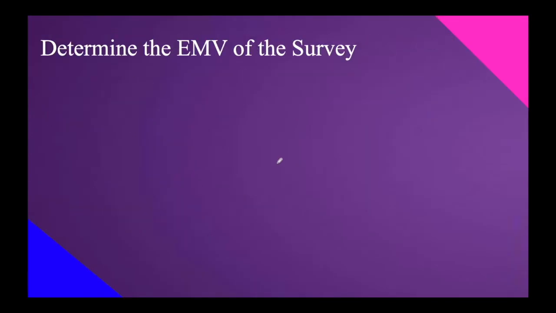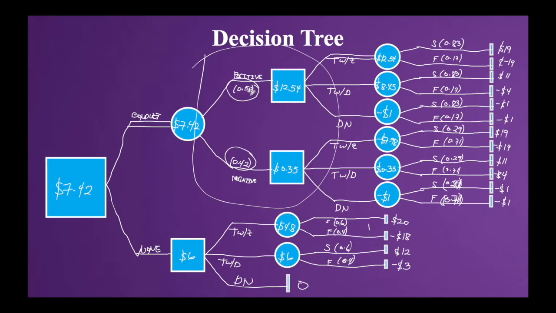And ang pinanggalingan ng computation is the sum product nito, 0.58 times 12.54 plus 0.42 times 0.35. That is for the conduct. And para mapili natin yung maximum EMV, or the maximum expected monetary value for the survey, i-versus natin yung mga kuha natin dyan dito sa 6 na nakuha natin. Which is, ang expected is 7.42.